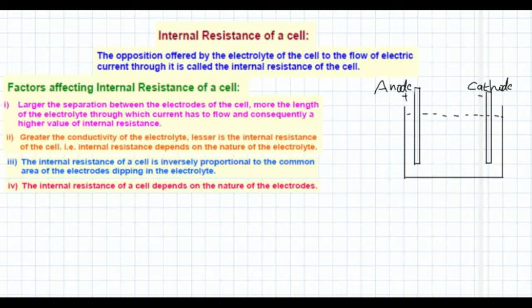Then a fourth factor is that the internal resistance of a cell depends on the nature of the electrodes.